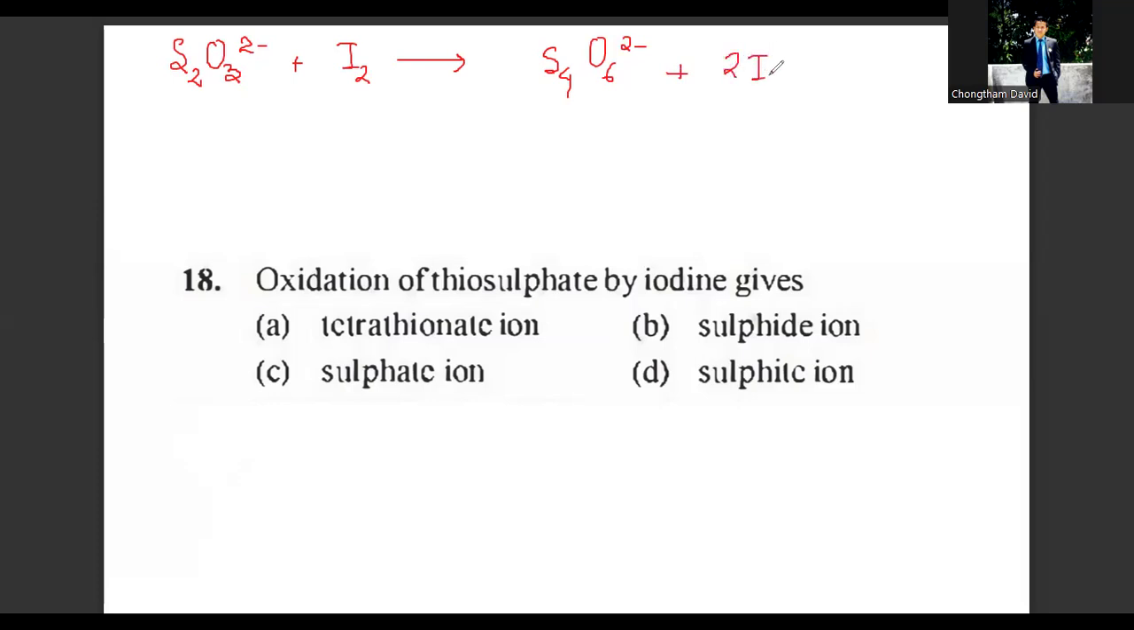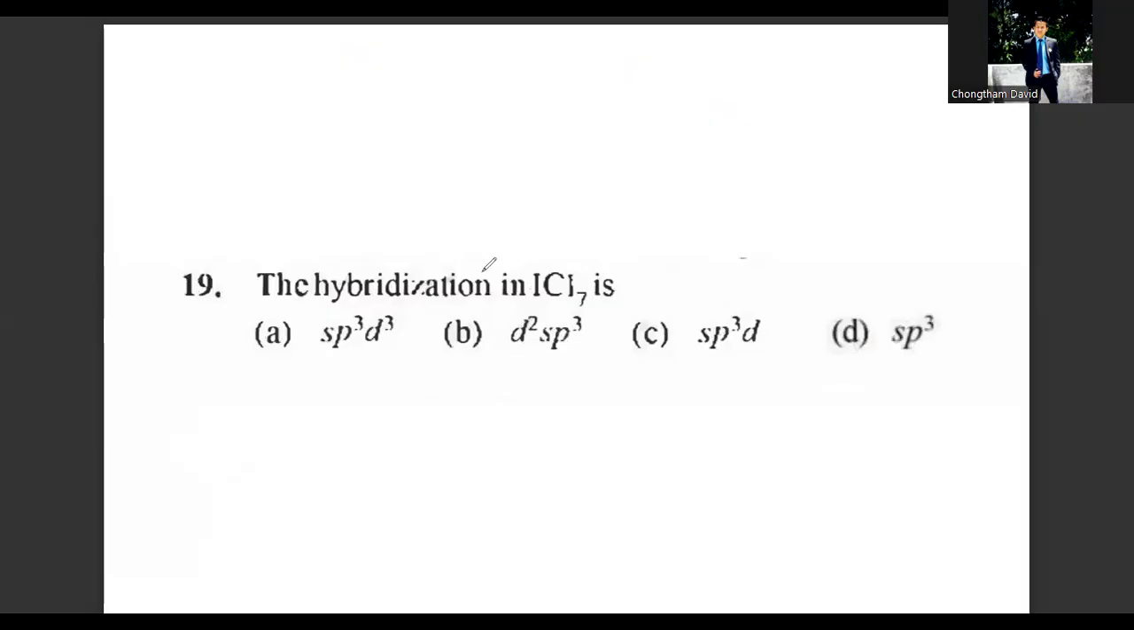To balance this, iodide is formed. There is a decrease in the oxidation number for iodine, so it is undergoing reduction. This is the oxidizing agent. So for question number 18, A is the answer. Clear? Moving on to question number 19, an easy question.